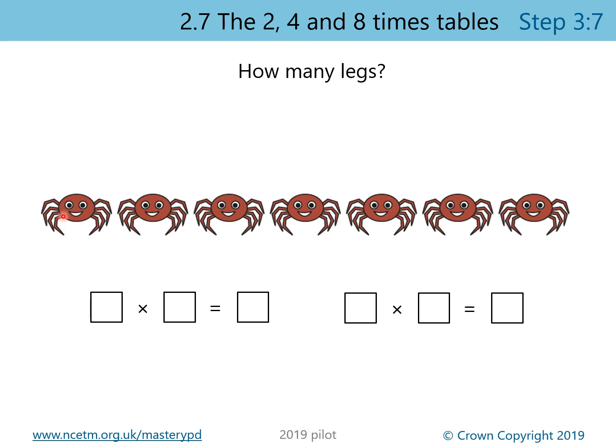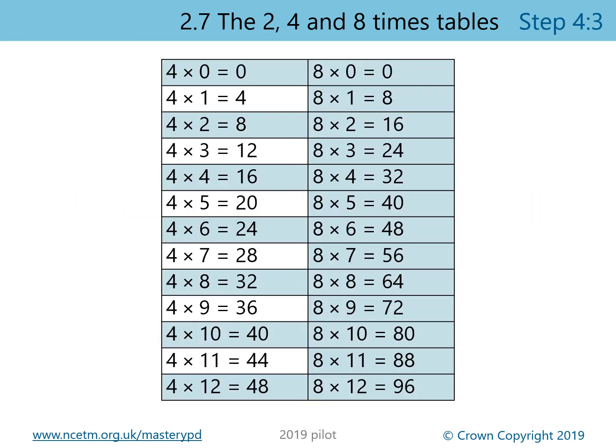So we've got 1, 2, 3, 4, 5, 6, 7 spiders, and each has got 8 legs. So we would write that as, let me have a go at using my pen tool, 7 times 8, or as 8 times 7. And you can count up in 8s then to solve that. So we go 8, 16, 24, 32, 40, 48, 56. And let's see if we were correct. 7 times 8 equals 56. So well done if you got that again, boys and girls.